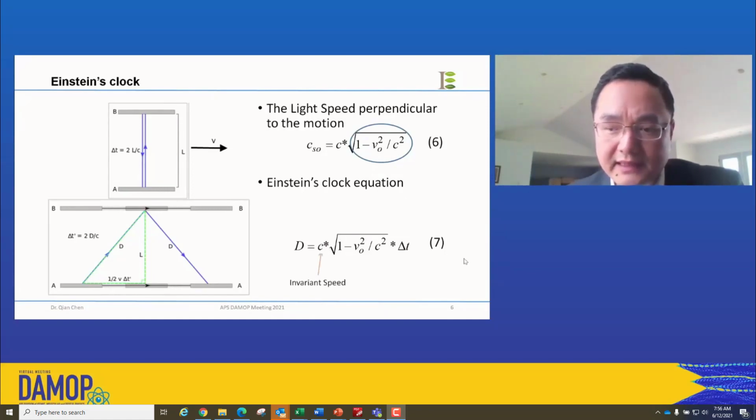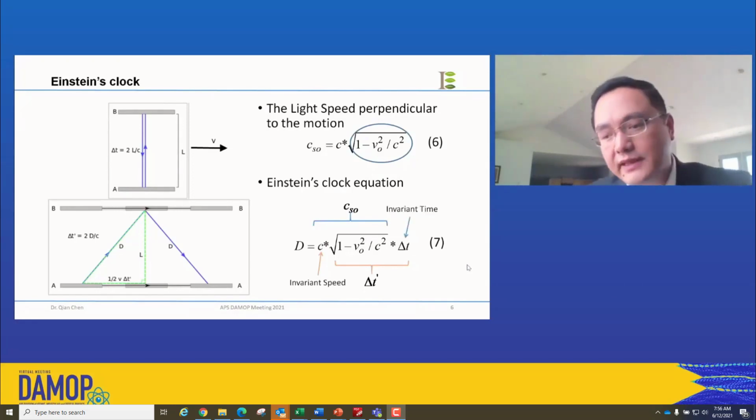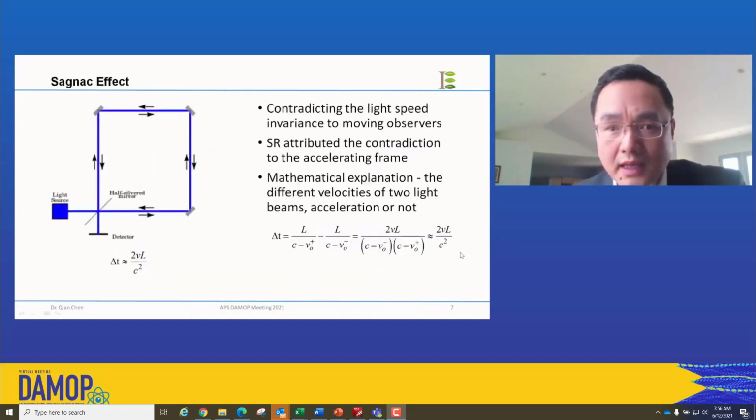The difference is that if you assume that the light speed is invariant, then you need the Lorentz factor to force fit this equation, so you have to vary your time. But for our theory, that's our light speed, so we don't need to force fit the equation. Our time is invariant. Now let's talk about the Sagnac effect.